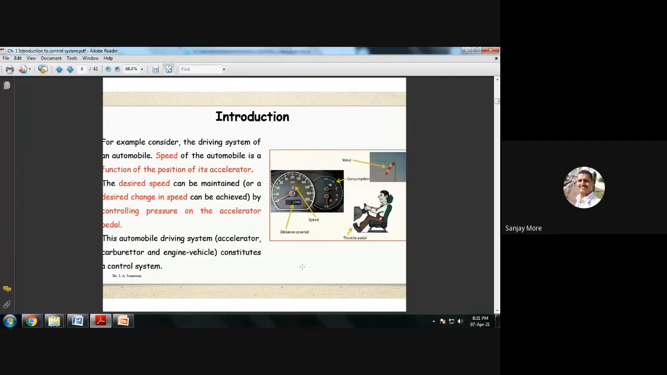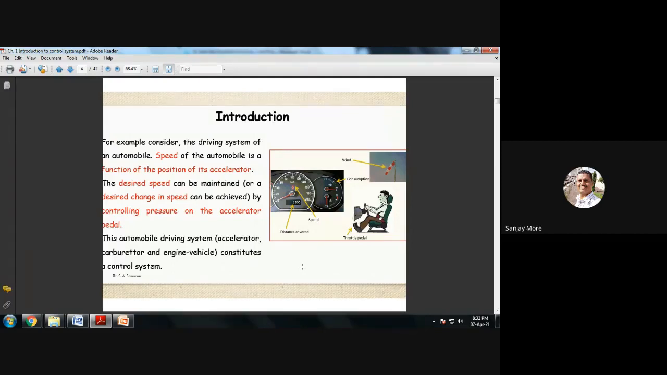Automobile, two-wheeler, four-wheeler, accelerator speed. This is one of the examples of the control system. As a function of the position of the accelerator, the desired speed can be maintained, or a desired change in speed can be achieved by controlling the pressure on the accelerator pedal. Means you apply pressure on the accelerator pedal, your vehicle speed is increased, and when you remove the accelerator pedal pressure, your vehicle speed is reduced. This is one example of a control system.